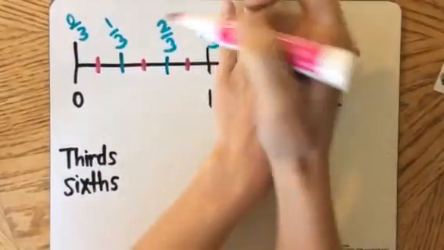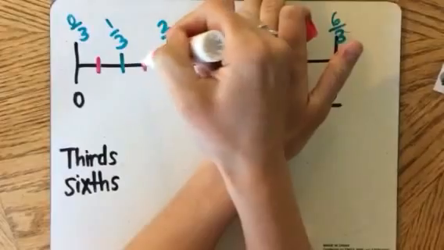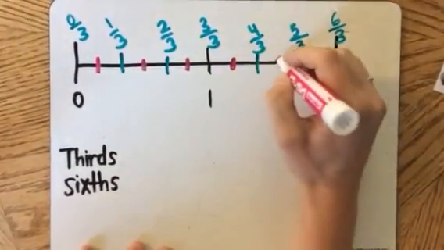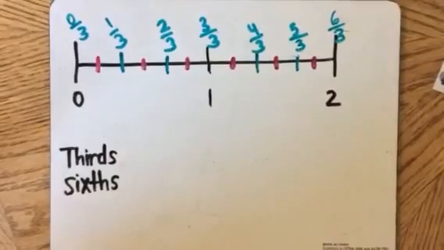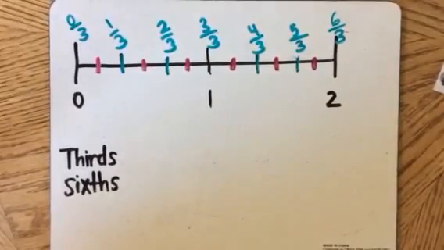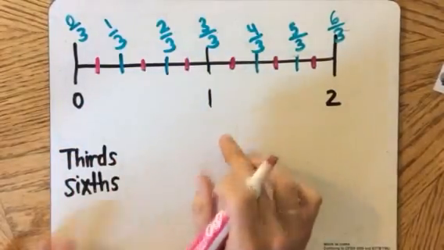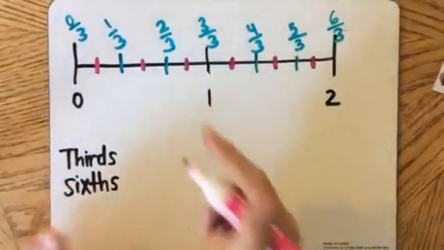So in this first whole, do I have 6 parts? 1, 2, 3, 4, 5, 6. Yes. And here, I also have 6 equal parts. Now I'm ready to label my sixths. Be careful, some of you made errors here and not labeling each part.